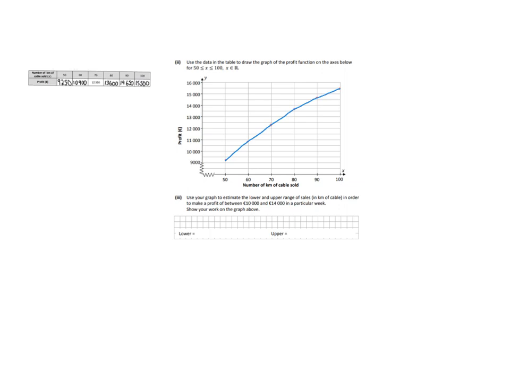So that's part B II completely done, and then part III says use your graph to estimate the lower and upper ranges of sales in kilometers of cable in order to make a profit between 10,000 and 14,000 in a particular week. So we're looking at a profit of 10,000, so that would mean we would need to come across from 10,000 and down. So I'm going to say that that's about 55. And we also are talking about 14,000. So we go across 14. And then we come down around here. And I'm going to say that that is approximately 83.